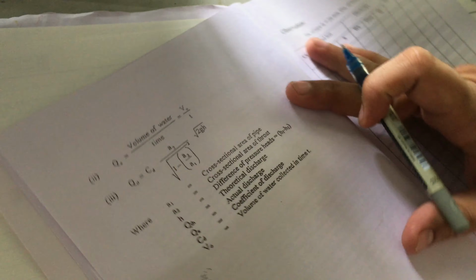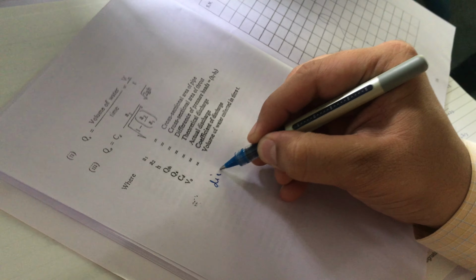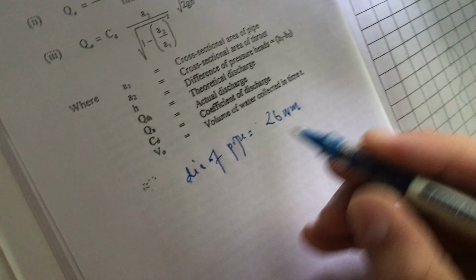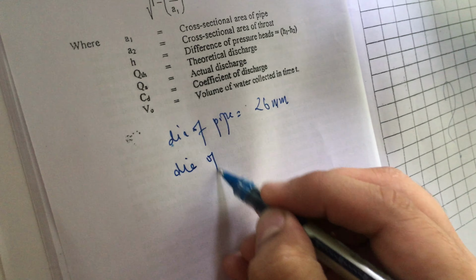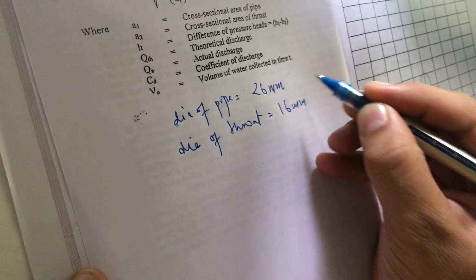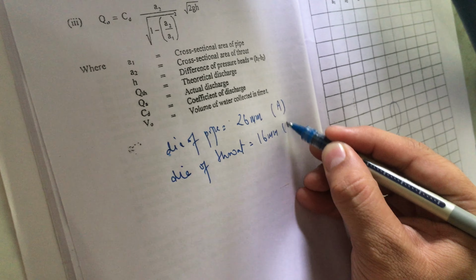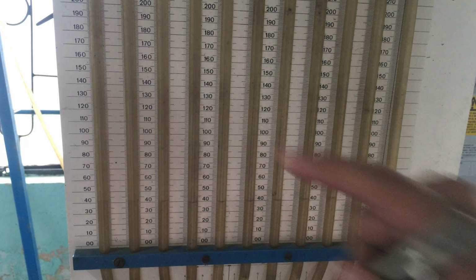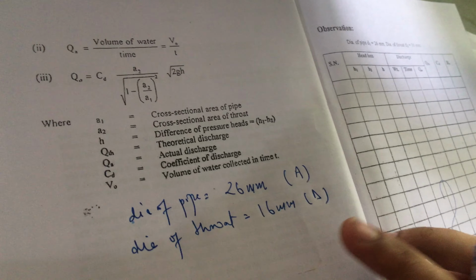So what is the diameter? The diameter of the pipe is 26 mm and the diameter of the throat is 16 mm. So this is location A and this is location D in the piezometer. This is A and this is D. So the diameters are 26 mm and 16 mm.